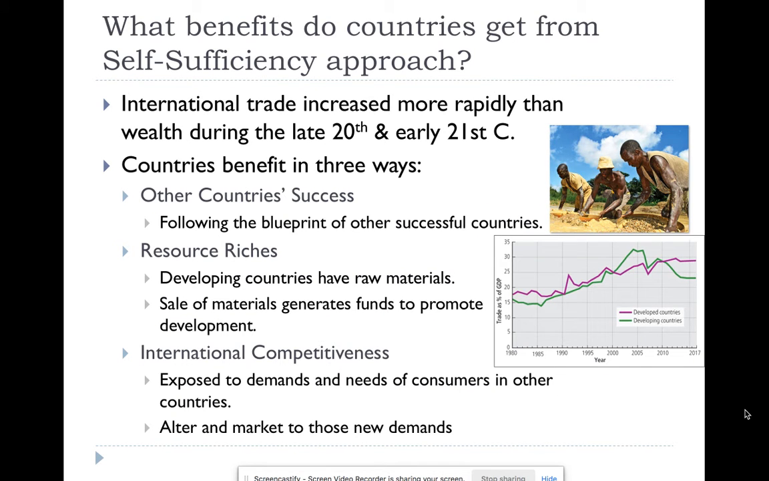So what benefits do countries gain from being self-sufficient versus being more of the international trade, right? International trade increased a lot more rapidly during the late 20th century and the early 21st century. And so with that, the wealth started to increase as well. But countries benefited in 3 ways here. All right. So we look at that. Other countries were successful. They kind of followed the blueprint of other successful countries as they were going through this.